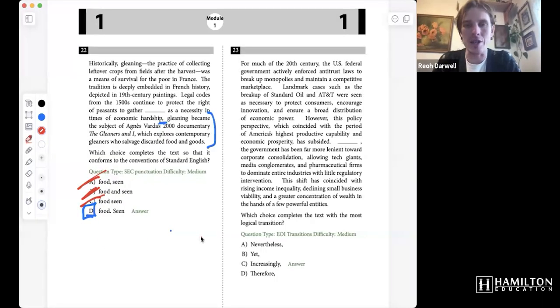All right, 23 is a transitions question. Really interesting information in this, but the biggest thing here is to think about our logical relationship towards things. What a transition does is it clarifies the logical relationship between two units of information, right? The same way an addition sign or a plus clarifies that you are adding two things together, or a subtraction sign, a minus, signifies that you are subtracting one thing from another. Transitions do the exact same thing.